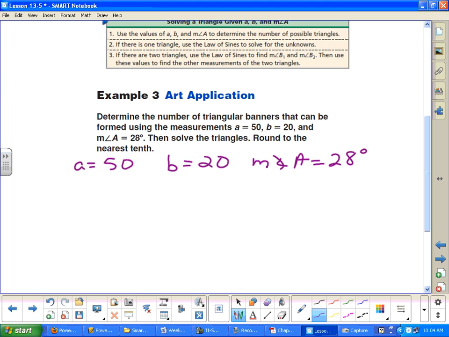So the measure of angle A is acute. It's less than 90 degrees, so it's acute. That means I have 4 possibilities that could be here, one of those 4. So let's find the value of H. H is always going to be B times the sine A in these cases: the side not opposite from it, and the angle that we know. They may use different letters, so you're going to have to figure that out. So that means we're going to do 20 times the sine 28, and what do we get?